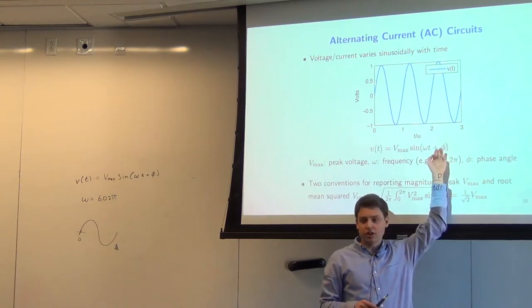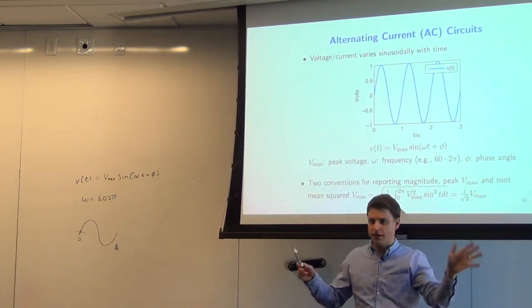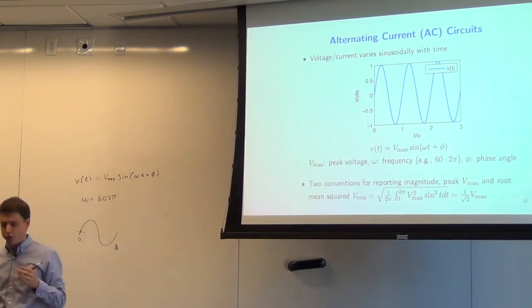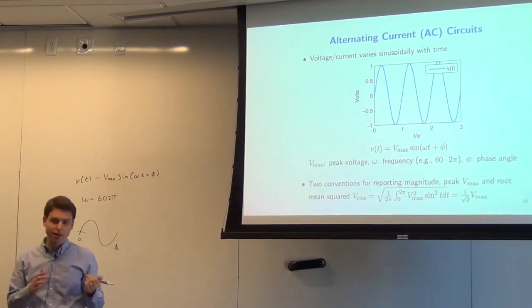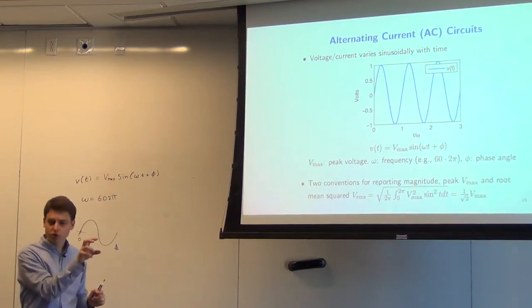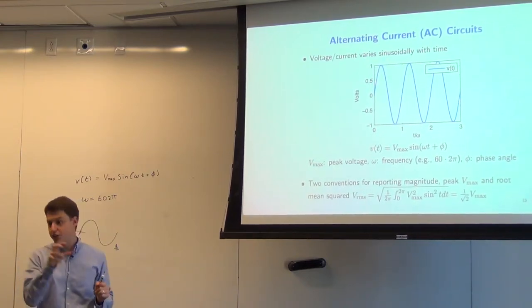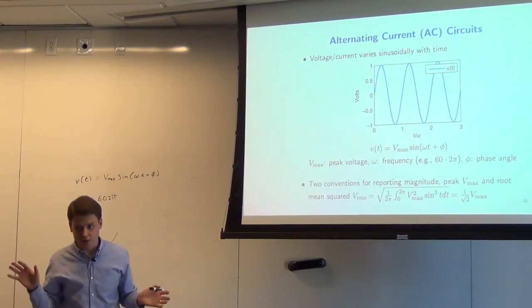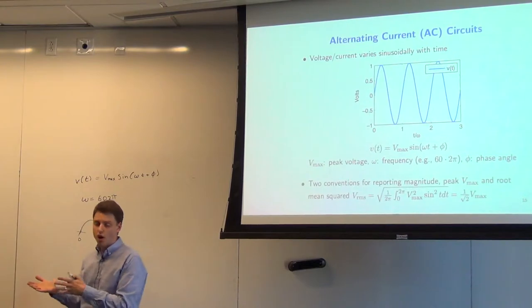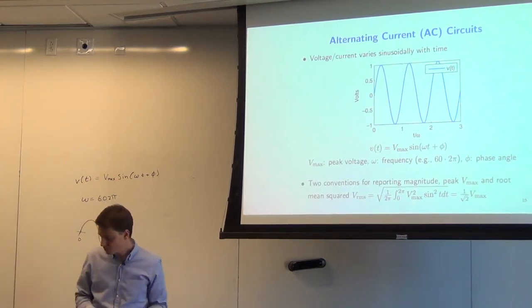So for a single sine wave it doesn't really matter, but when you have different sine waves, the relative phase angle between them matters a lot. For that reason, we'll typically assume that the main voltage source in a circuit, for example, has zero phase angle, and we'll just fix it at zero. Then what matters is how other sinusoids are related to that one phase angle.